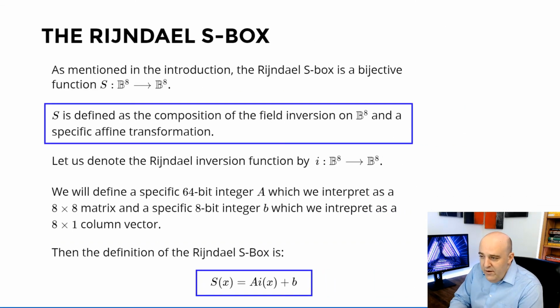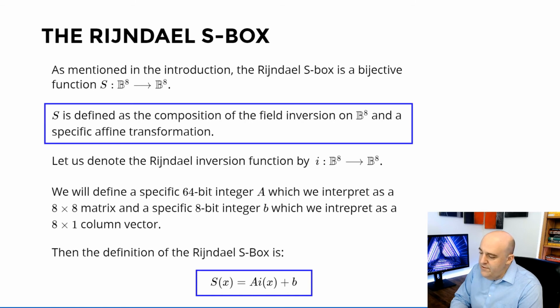And we're finally there. We can finally define what the Rijndael S-Box is. As mentioned in the beginning, it's a certain bijective function from B8 to B8. And S is actually defined as a composition. We first do a field inversion on B8, and then we compose it with a specific affine transformation that we will define in a second. Just for some notation, let's define I to be that inversion function from B8 to B8. Remember that it sends 0 to 0.